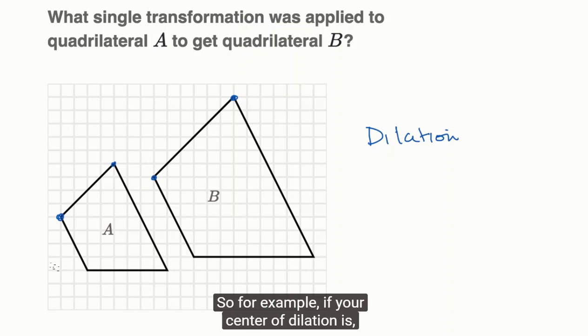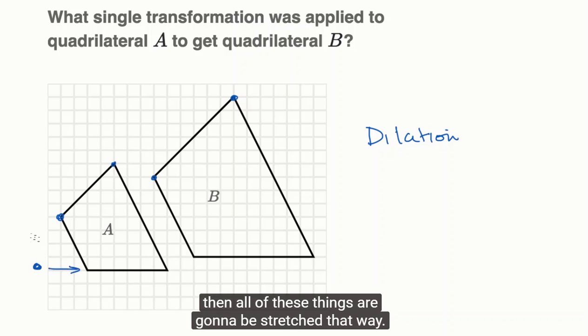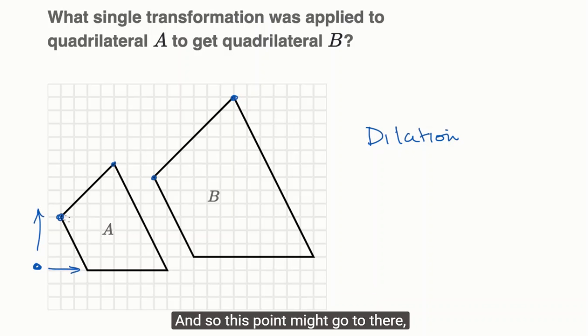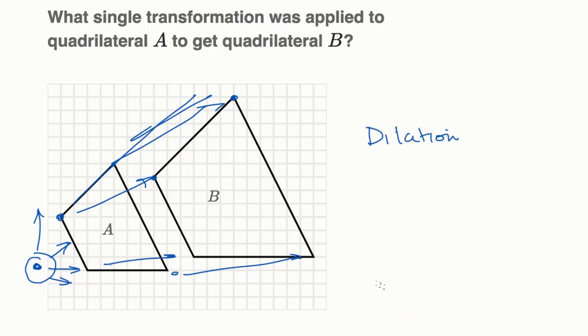So for example, if your center of dilation is, let's say right over here, then all of these things are going to be stretched that way. And so this point might go to there, that point might go over there, this point might go over here, and then that point might go over here. So this is definitely a dilation where your center where everything is expanding from is just outside of our trapezoid A.